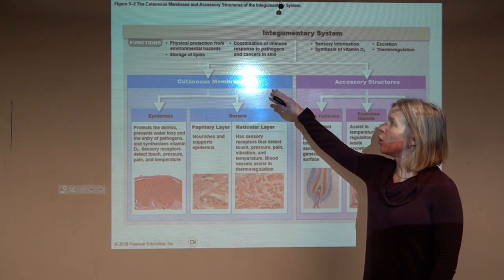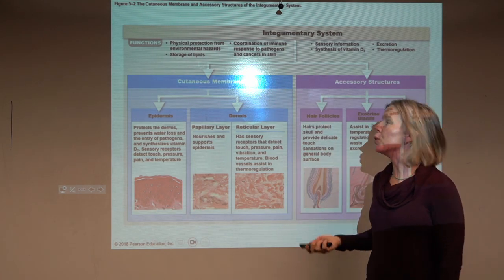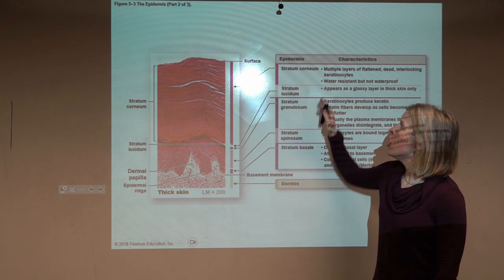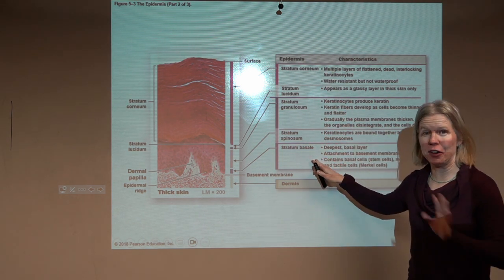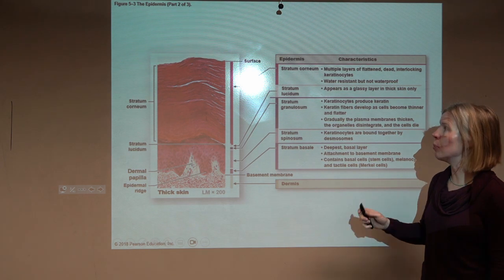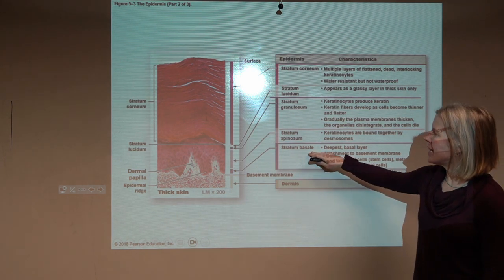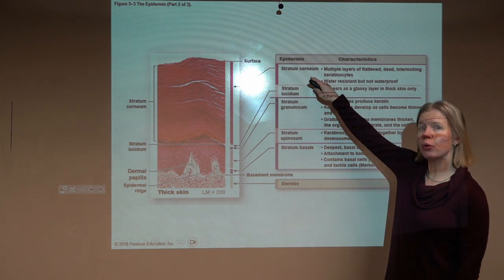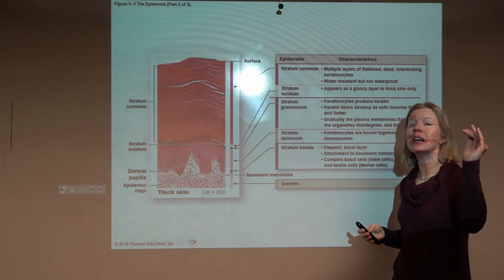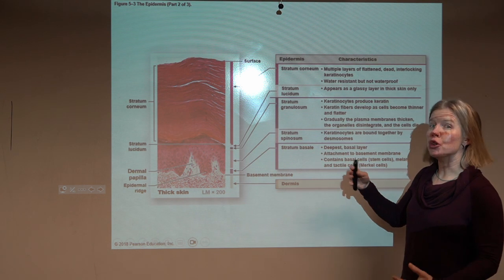Okay, let's go a little more in depth about the cutaneous membrane, right? So as we look at the epidermis, there's a lot going on here. This is where most of our time will be. Now, you can see that in the epidermis, we actually have 5 layers. We'll talk about what all these different strata do.